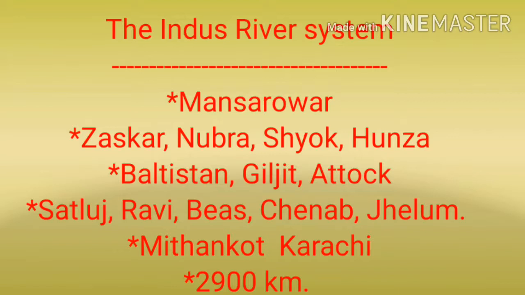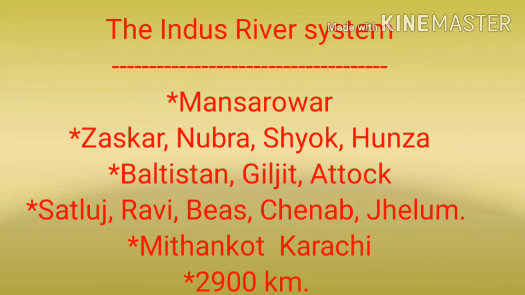Students, Zanskar, Nubra, Shyok, and Hunza together join the River Indus in the Kashmir region. After joining in the Kashmir region, it passes through the Baltistan and Gilgit ranges and enters the Attock region. After entering the Attock region, it divides itself into five major tributaries in the Punjab region.